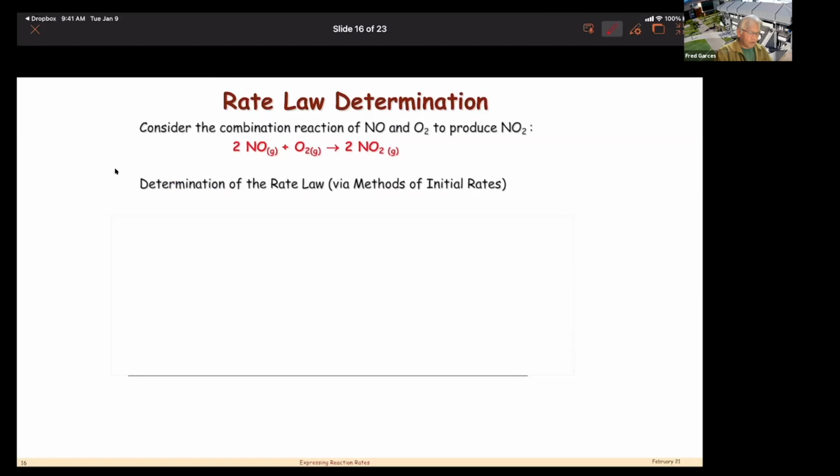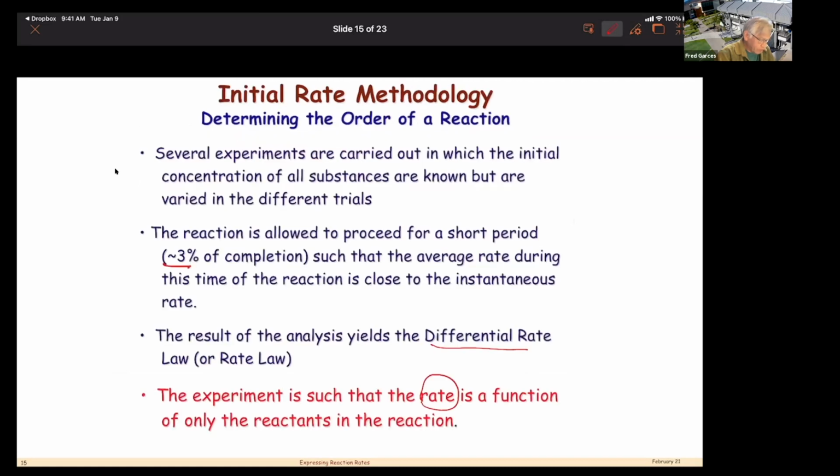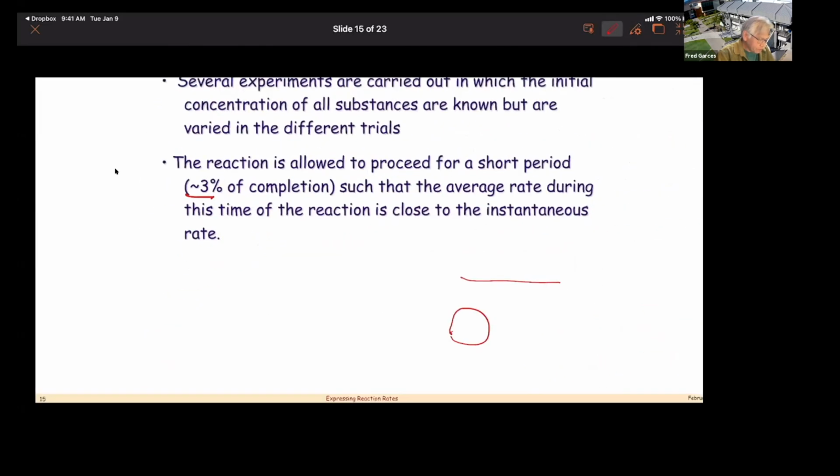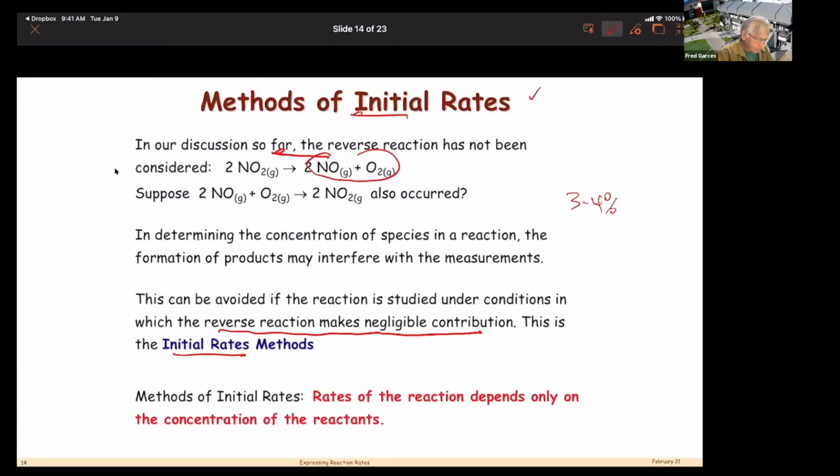So let's take a look at this. Again, it's our reaction, in this particular case, we're looking at the reverse of this reaction right here. Oops. We're looking at the reverse of this reaction, so we're going backwards.